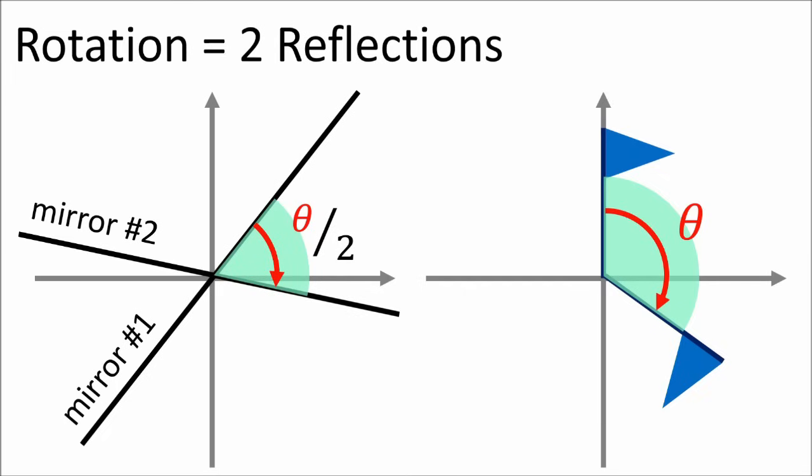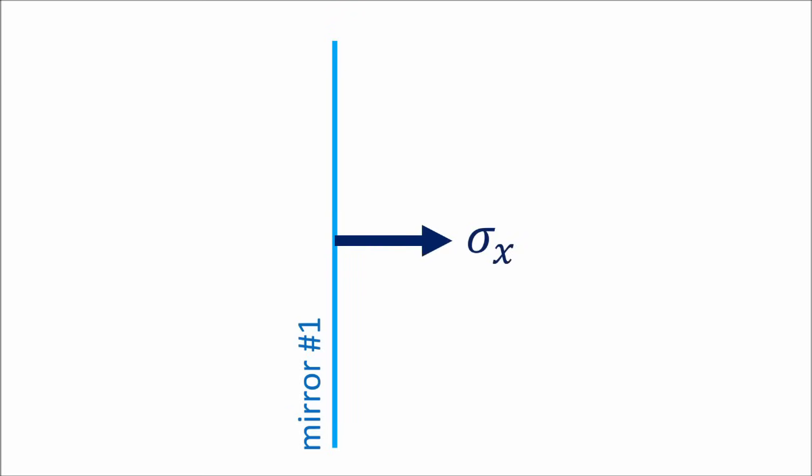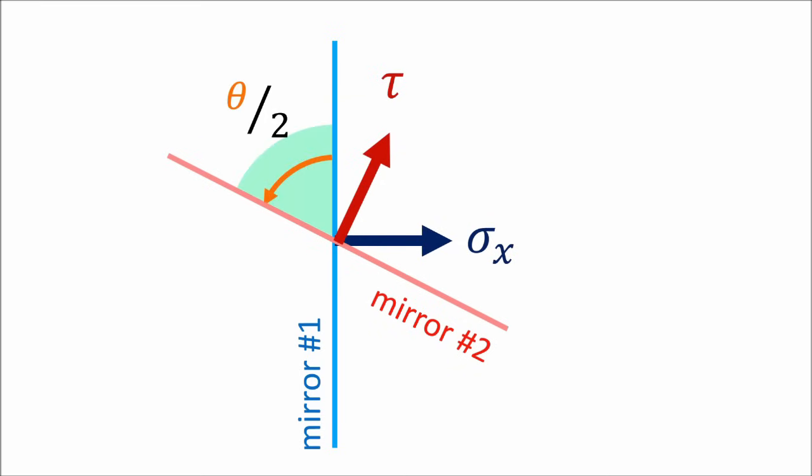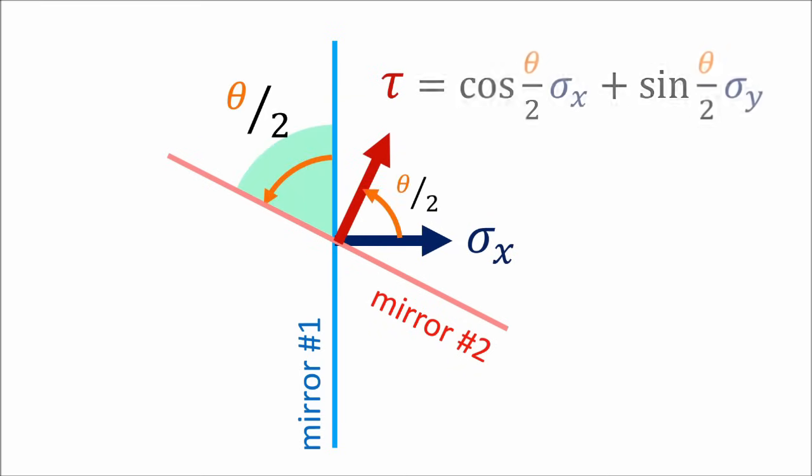So if we want to do a rotation by some angle theta, all we need to do is pick two reflection vectors that are at an angle of theta over 2 apart. Let's say we want to do a rotation by angle theta in the xy plane. First we reflect along the x-axis with sigma x. Then we reflect along a unit vector tau, which forms an angle of theta over 2 with sigma x. In other words, tau equals cosine theta over 2 sigma x plus sine theta over 2 sigma y.